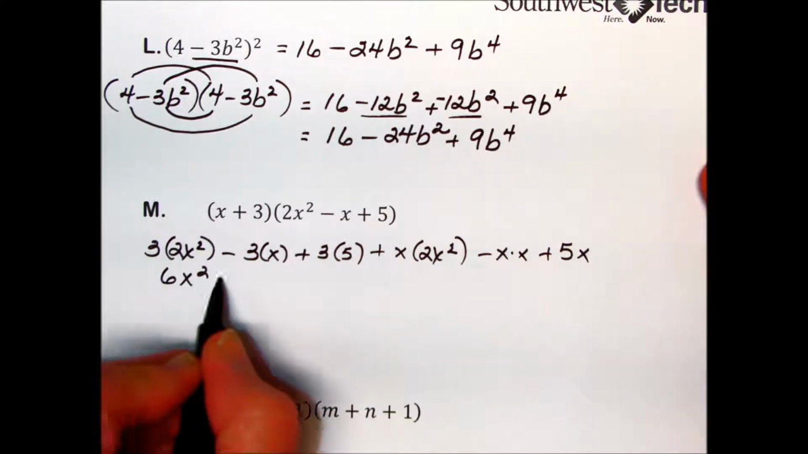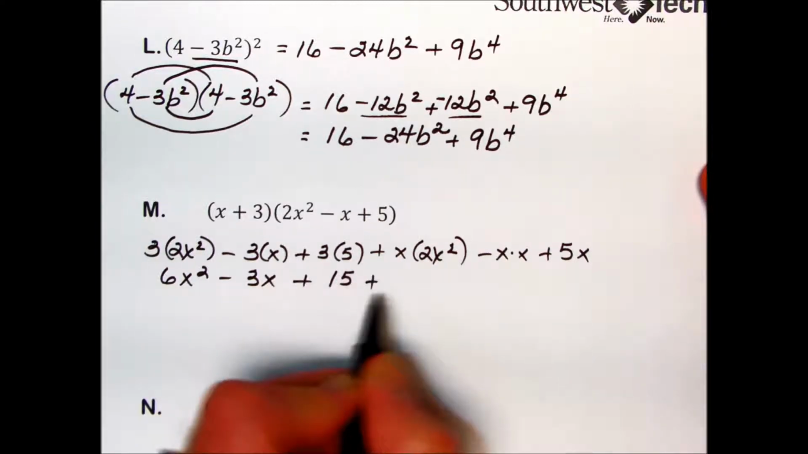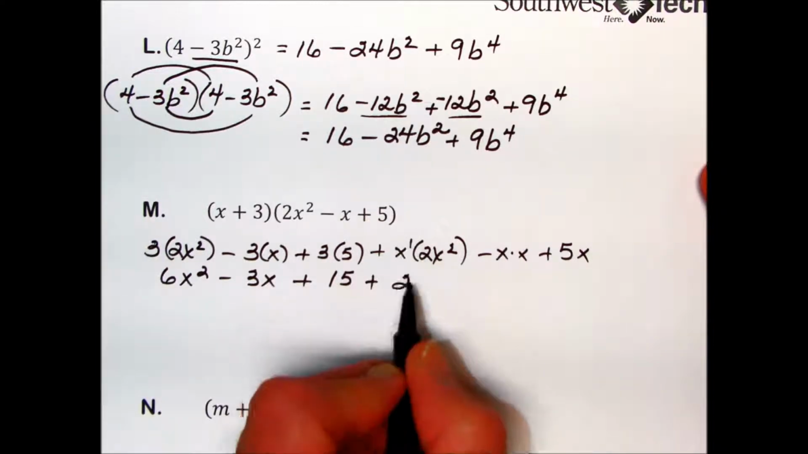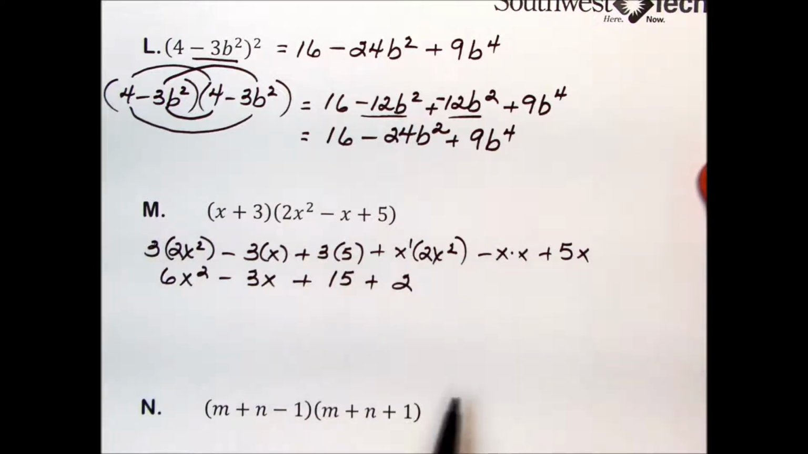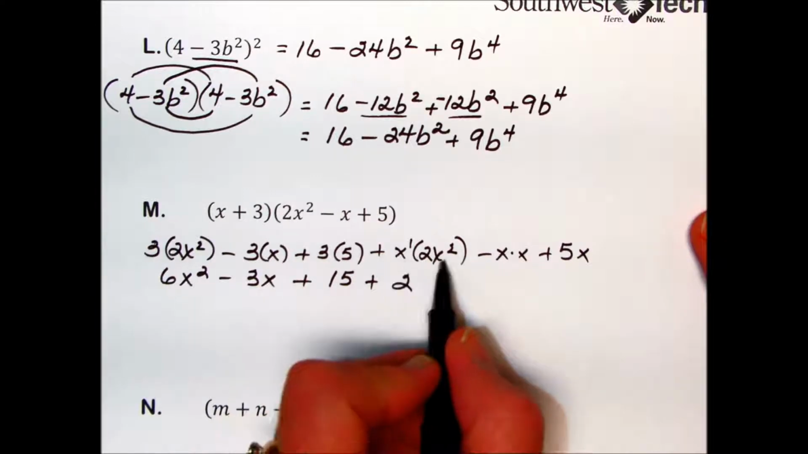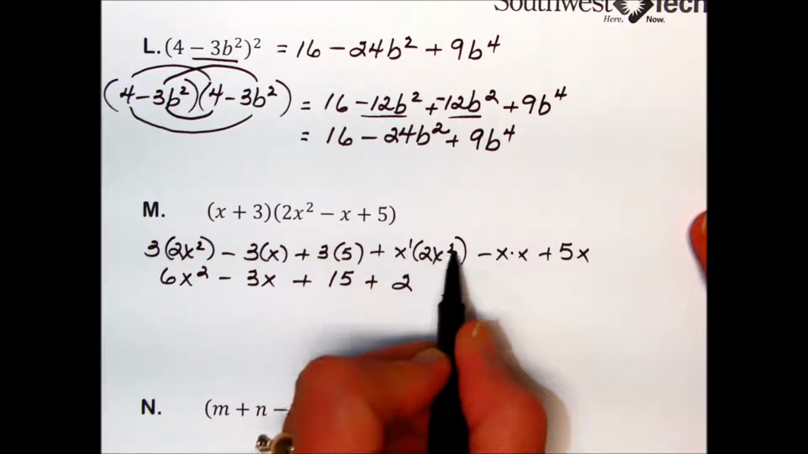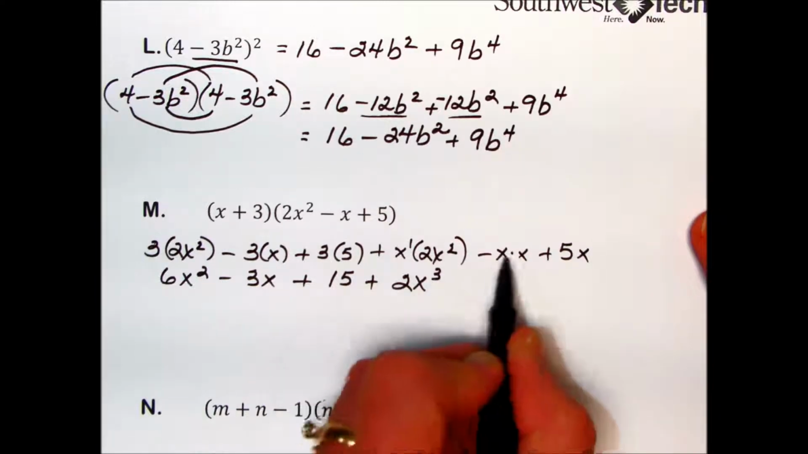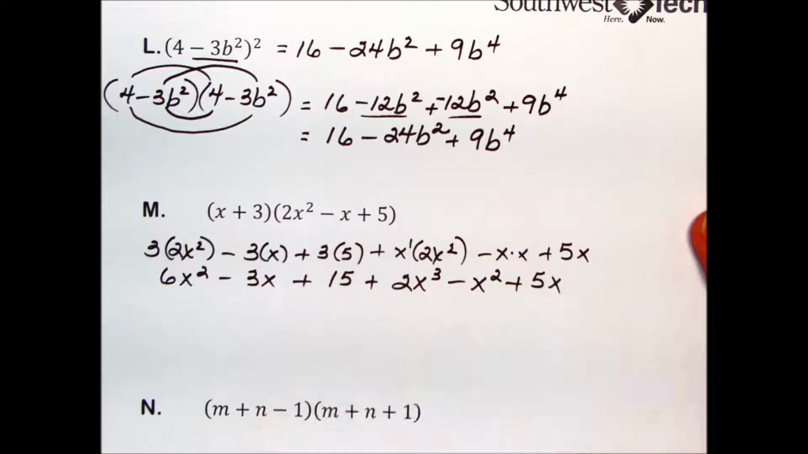Simplifying, I have a 6x squared, and again you could have simplified this on the fly, but I want to show what the distributive, 3 times each one of the terms, x times each one of the terms, looked like. Simplifying here, I'll put the numerical coefficient out in front, and x times x to the second is x to the third. Here we have x times x, or x squared, and then the 5x.